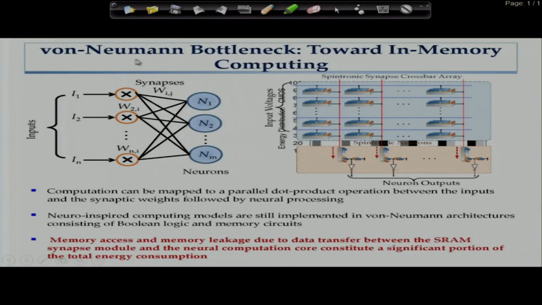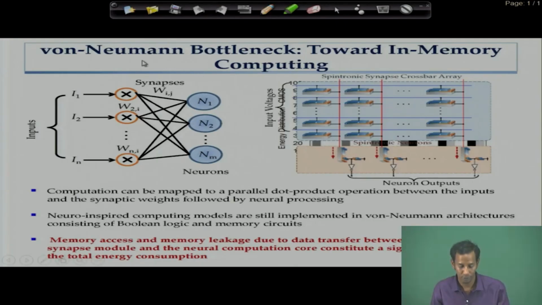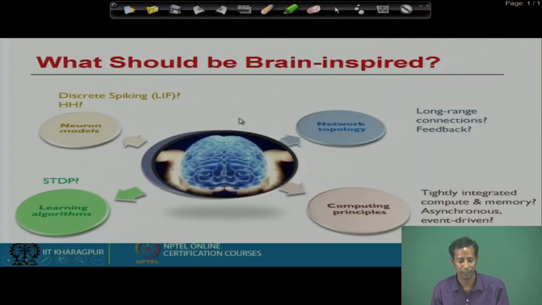The generic von Neumann architecture, that means the processor architecture, has a bottleneck in memory access which consumes a lot of power. That is why in future we need in-memory computing, which will be much more efficient for artificial intelligence hardware development.